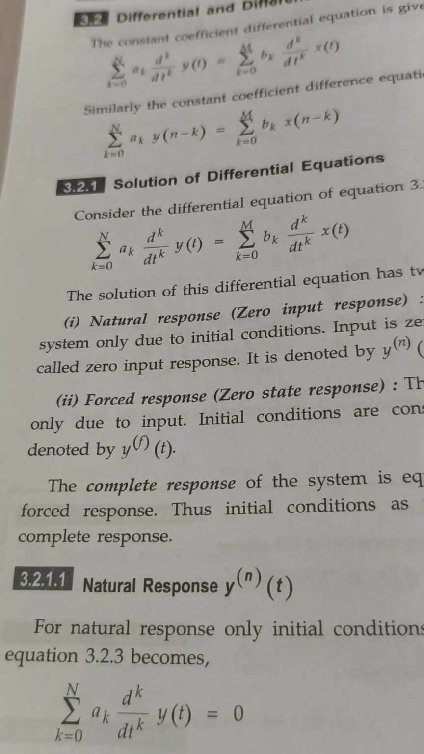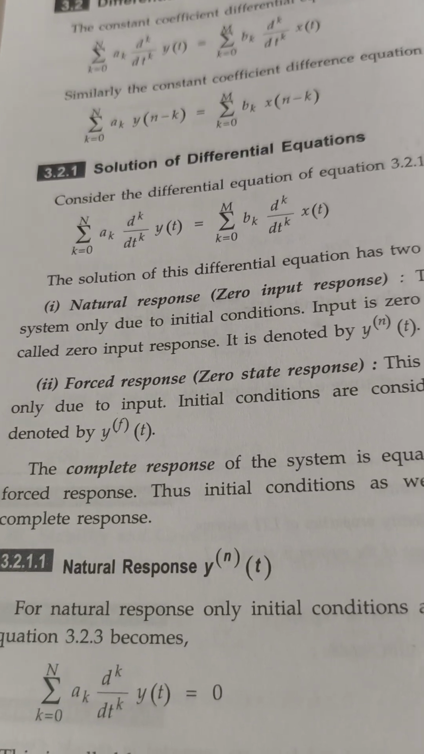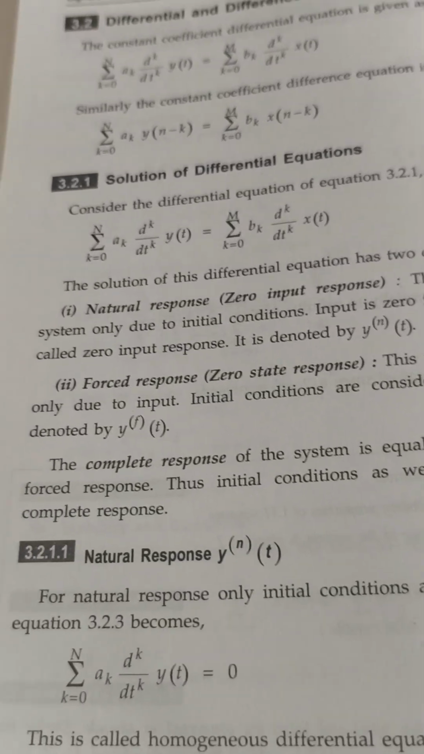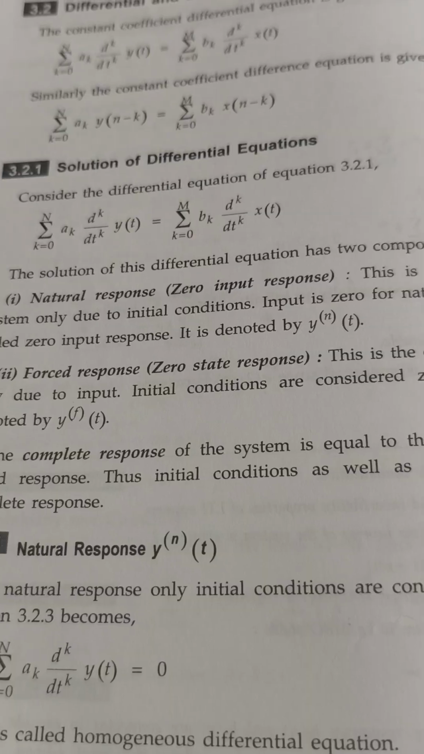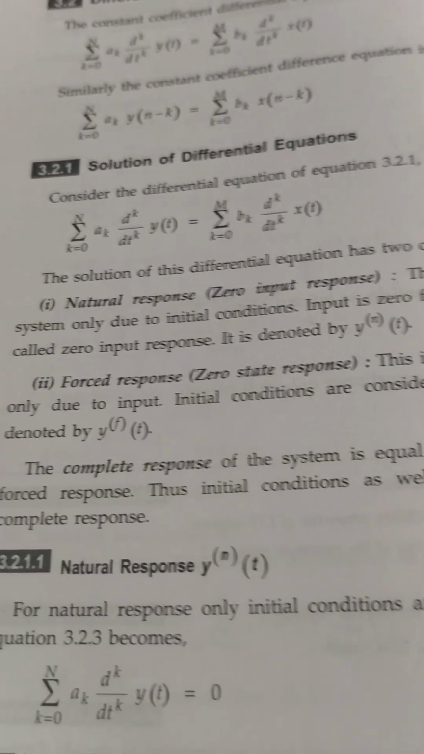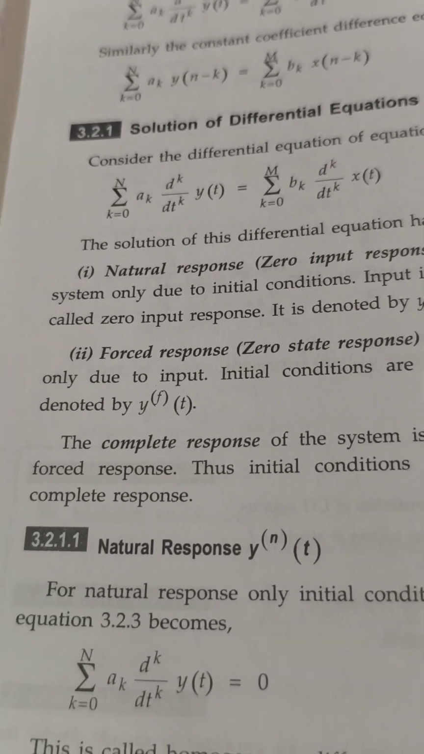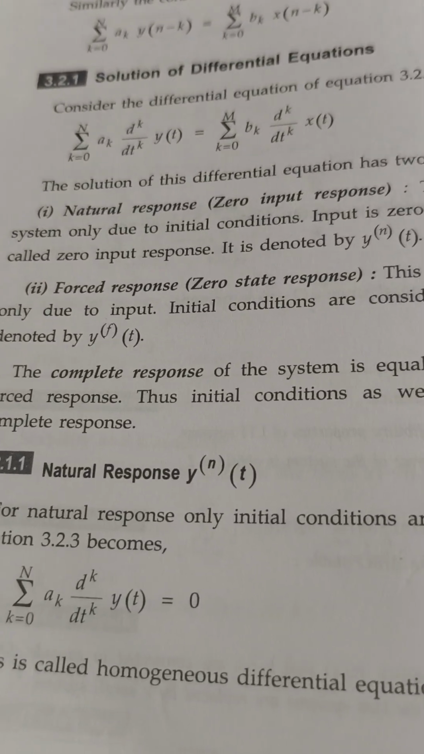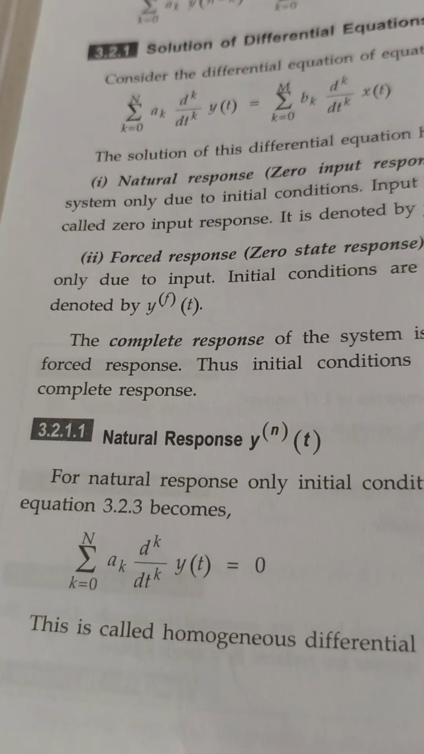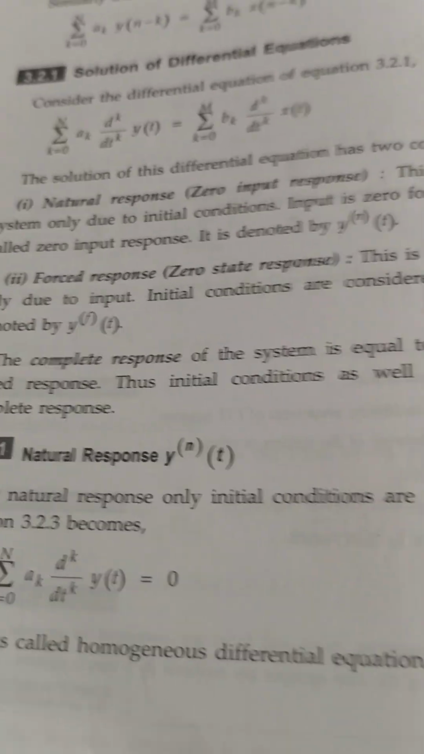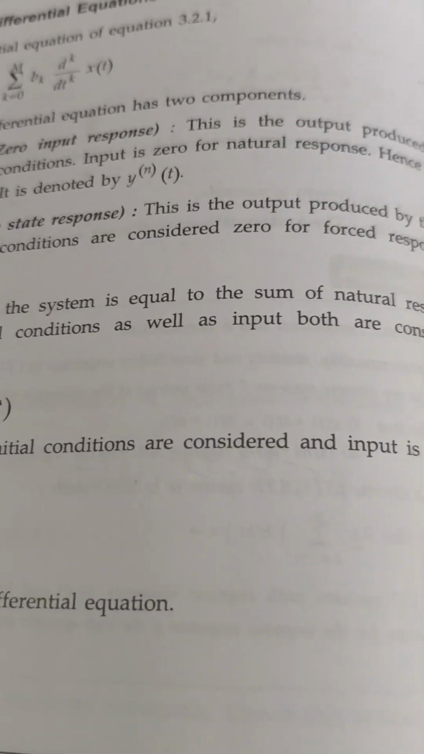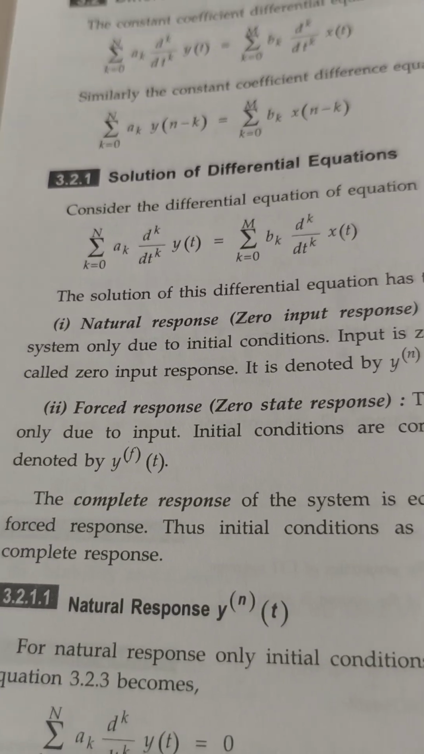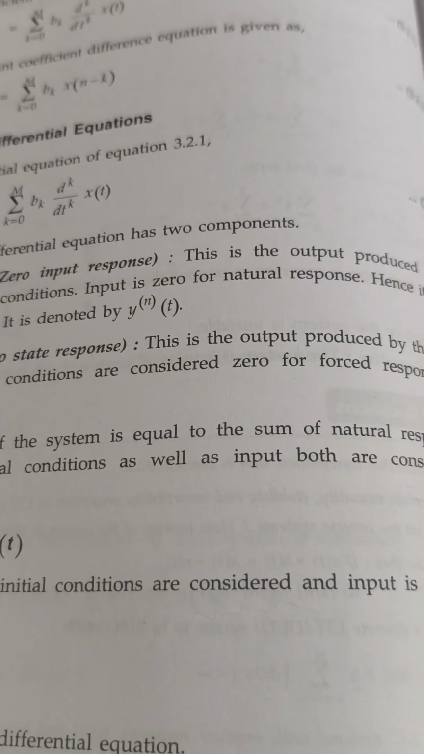One is the natural response, which we can also call the zero input response. The second one is the forced response, or zero state response. The complete response is the sum of the natural response and the forced response. First we'll analyze what the natural response, or zero input response, is.